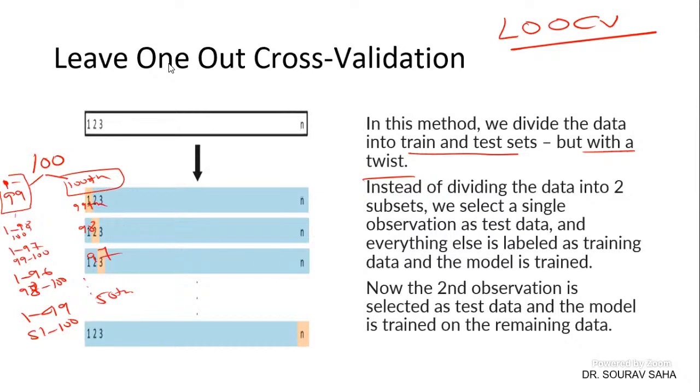Second, this method looks at the entire data as a single data set rather than dividing it into two. Sorry, I did not get this particular point. Come back once again. This method looks at the entire data set as one or a single, instead of dividing it into two. No, it is dividing it into two, right? It is dividing into two.